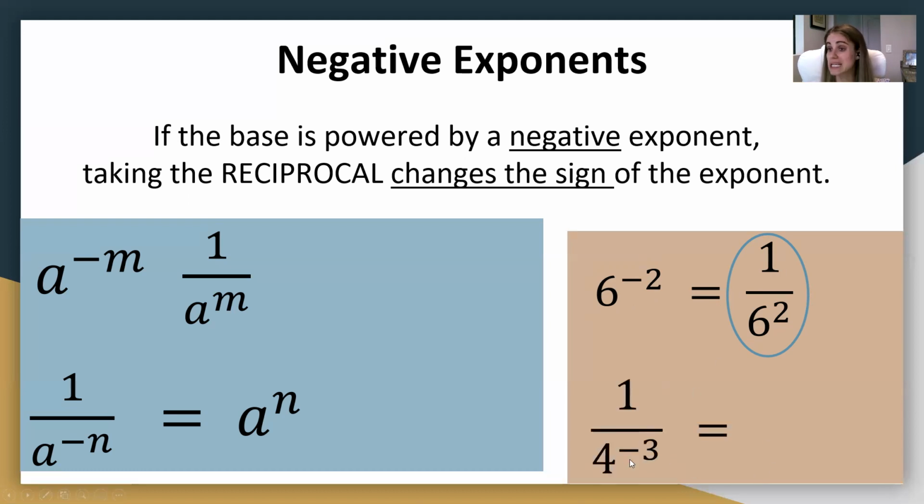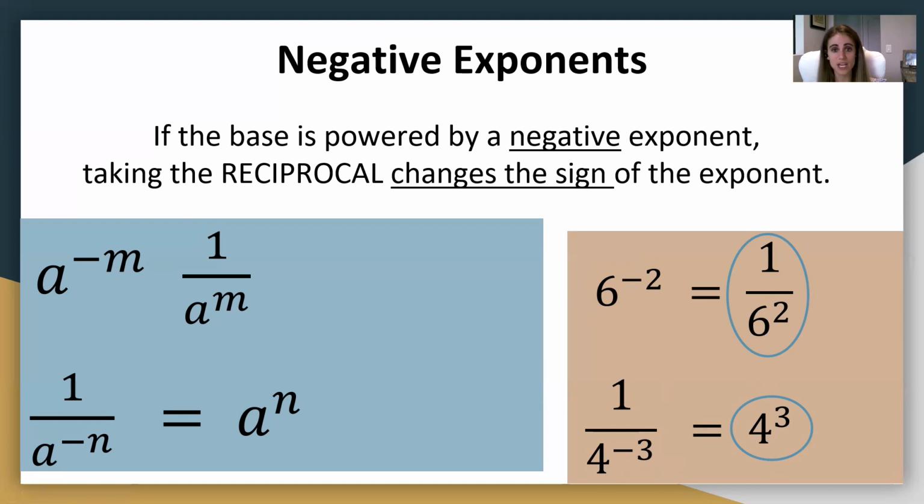All right, if it already is a fraction and my negative exponent is in the denominator, when I move it to the numerator, I don't have to keep it with 1 underneath. I can simplify it and keep it as just 4 to the third.